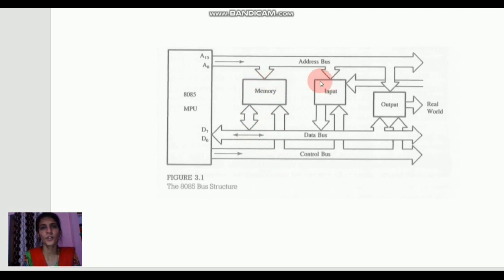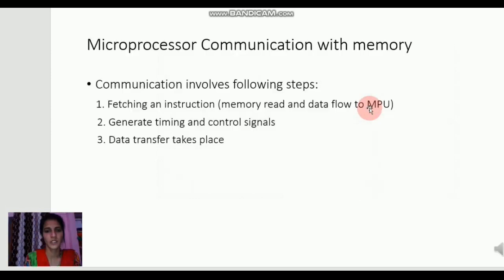Similarly, an input device can only write and an output device can only read, so they are connected to the data bus in one way, either in or out. These devices can also give signals like ready and interrupts to the processor, so they are connected to the control bus in a bidirectional way, which is not shown here. Connections of the address bus remain the same.